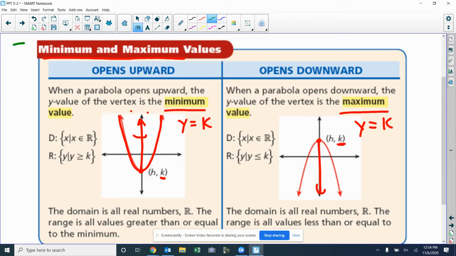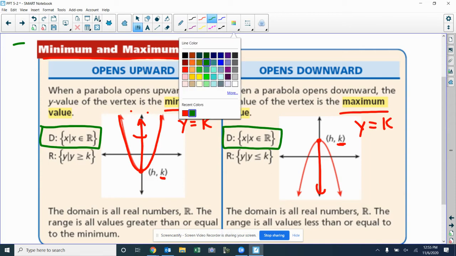The other is domain and range. Those are familiar things to us too, aren't they? Now, domain is your x's. Now, the cool part about domain is it's the same whether it opens up or down. And it's also very easy. It's all of the real numbers. There are no numbers that are eliminated on a parabola for the domain. All the real numbers all the time.